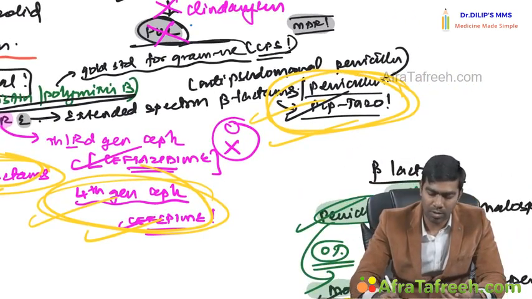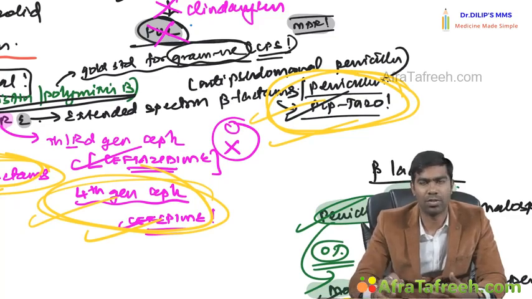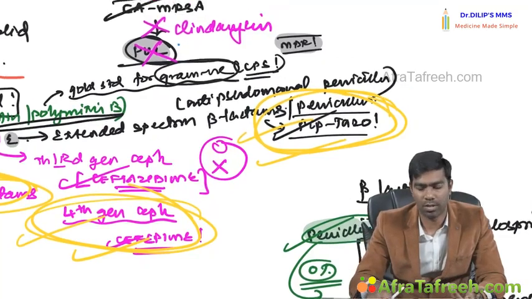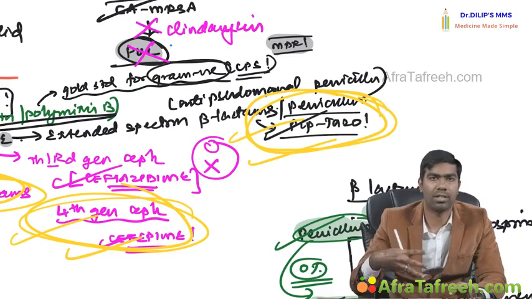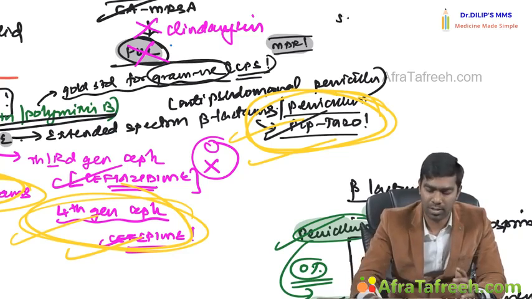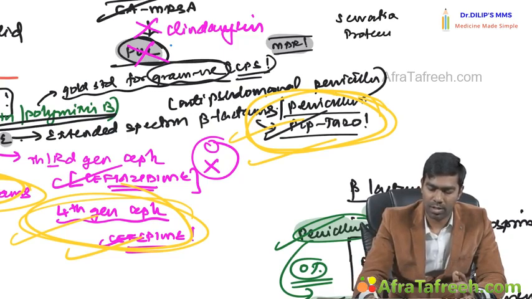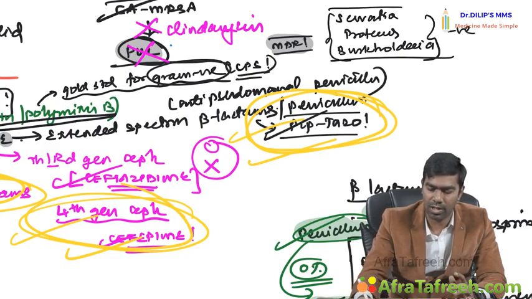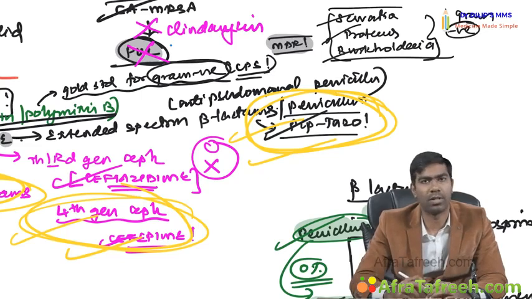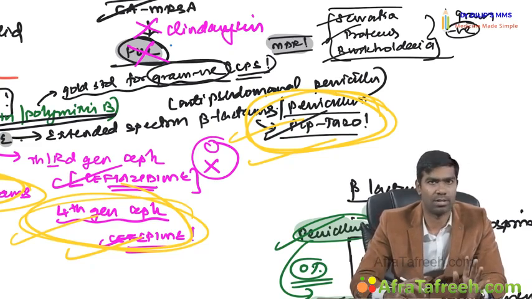But even though we call them the gold standard for gram negatives, there are certain gram negatives which don't respond to colistin and polymyxin because they are intrinsically resistant. Naturally, they don't respond to these drugs. That is Serratia, Proteus, and Burkholderia. These are very important to know. These are the three organisms. Even though they are gram negative, they do not respond to polypeptide antibiotics because they are naturally resistant.